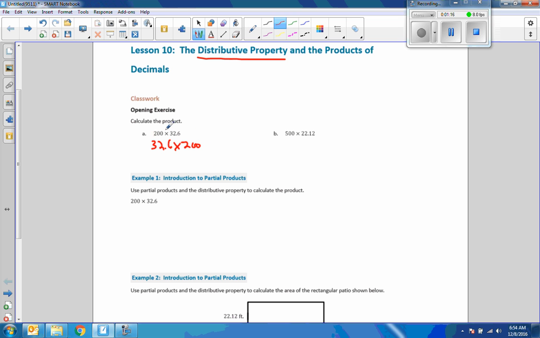32.6 times 200. I switch them. That is the commutative property. Order does not matter. We'll get the same answer. It is easier to put the number that does not have zeros first and then put the number with the zeros down below. And notice that there are spaces here, and we just hang the zeros out here, and then we just put them down here. So that's just moving the decimal two places to the right after multiplying.